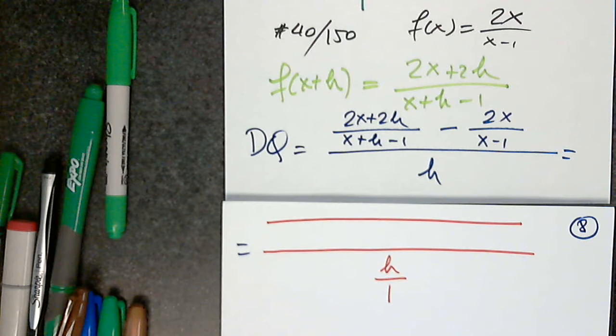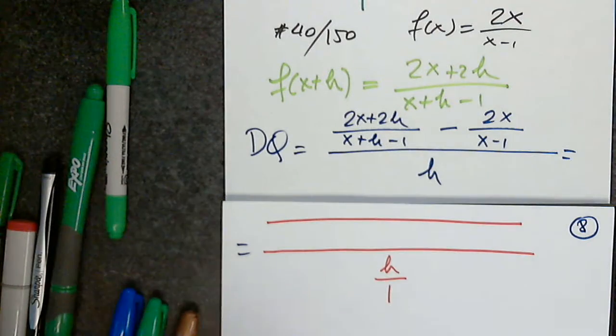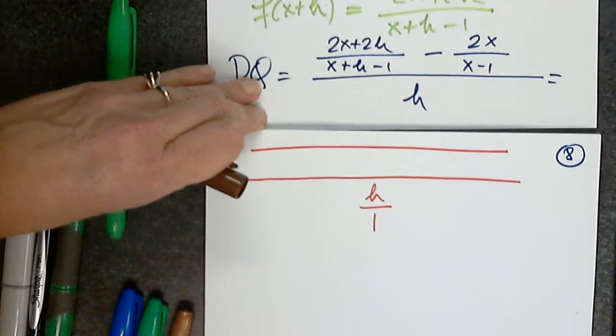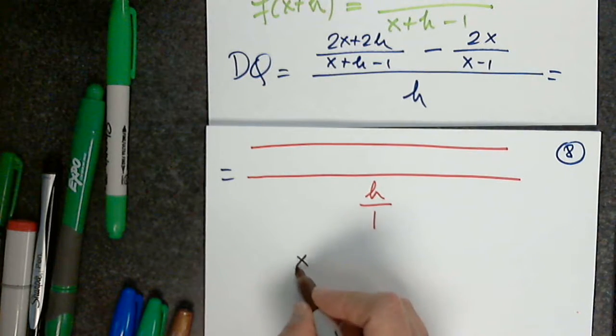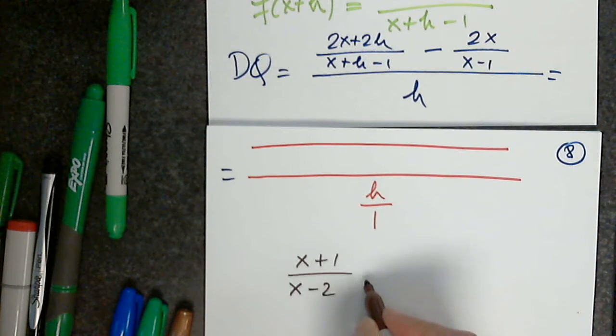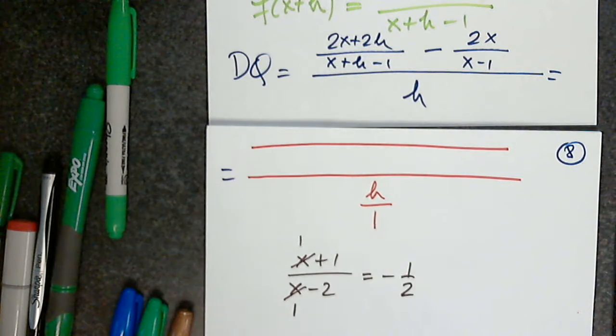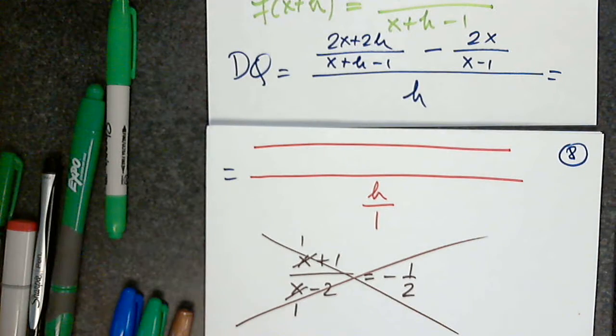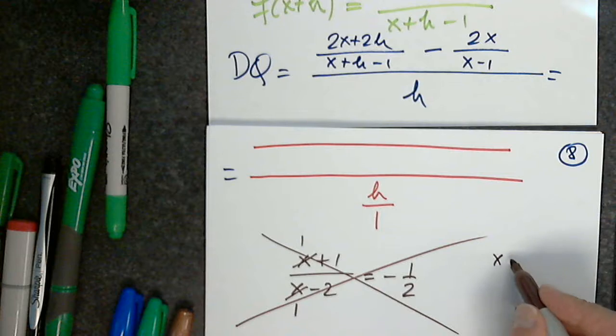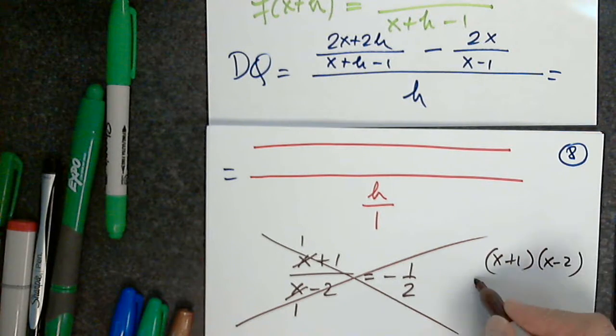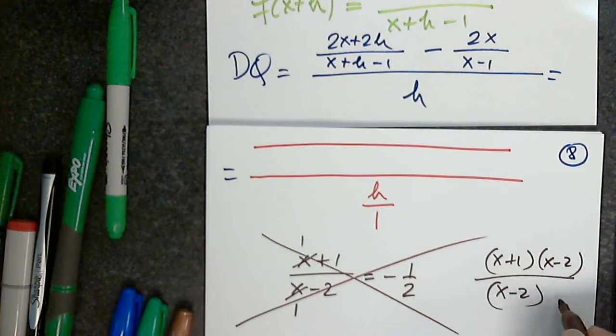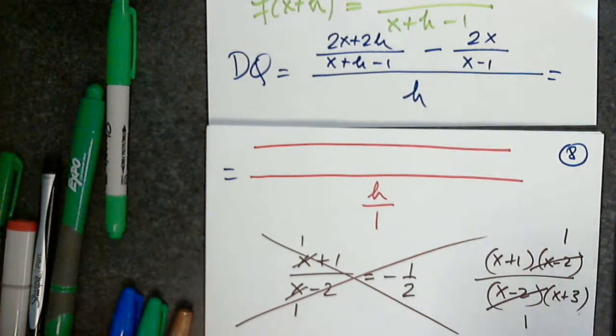No. We cannot simplify terms. Let's talk about this. Bear with me. Let's stop for 1 second. x plus 1 divided by x minus 2. Can I simplify this x with this x and get negative 1/2? No, it's a sum, not a product. Exactly. And if it was x plus 1 times x minus 2 over x minus 2 times x plus 3, yes, then I can simplify a factor.